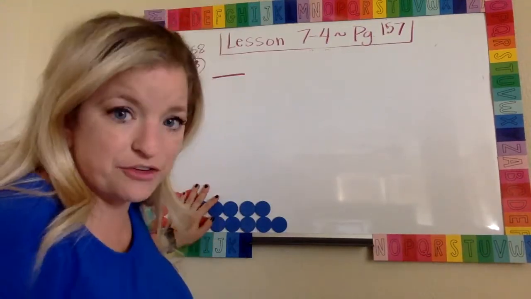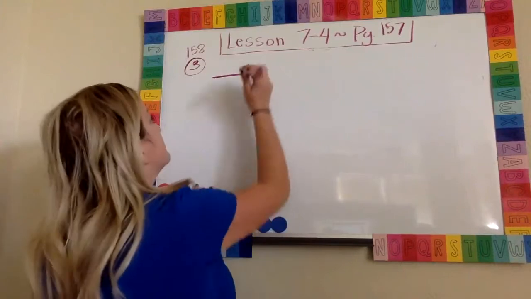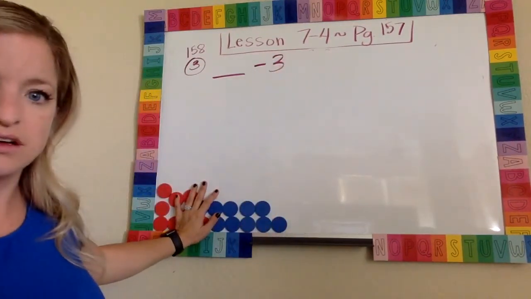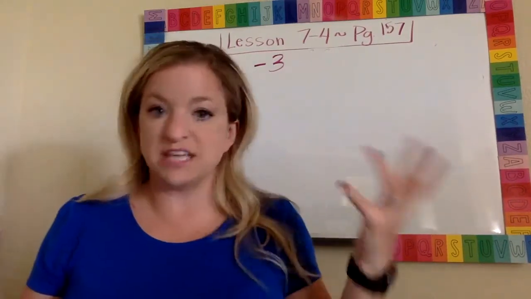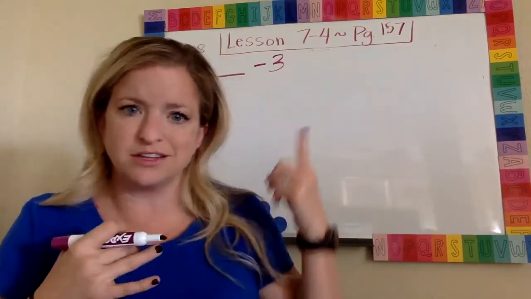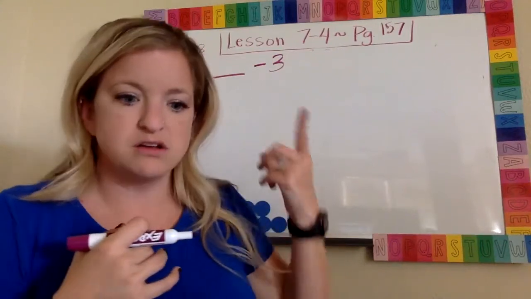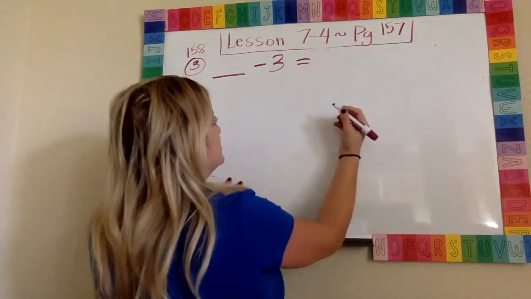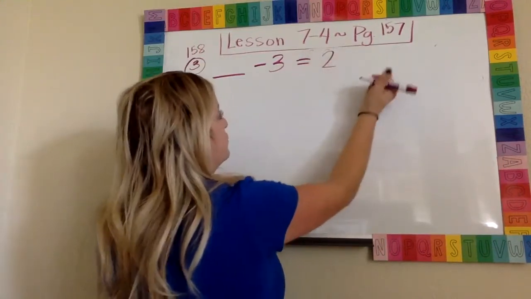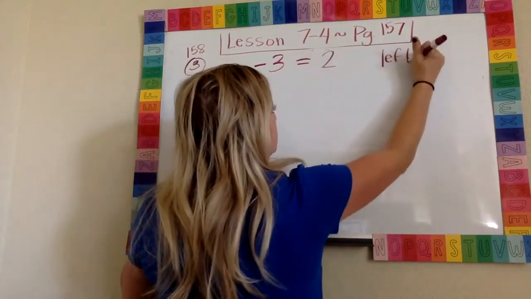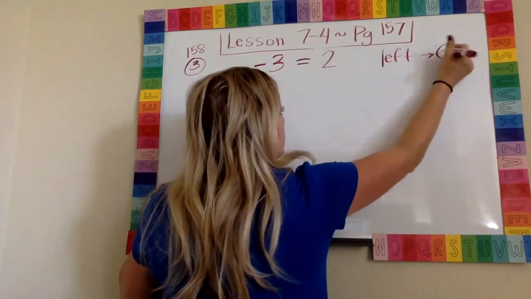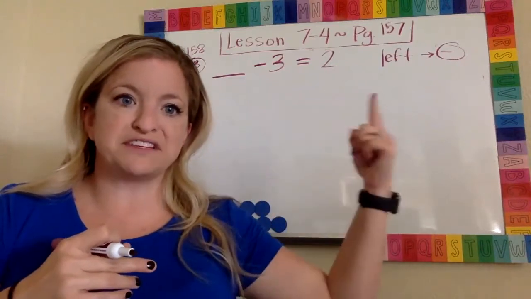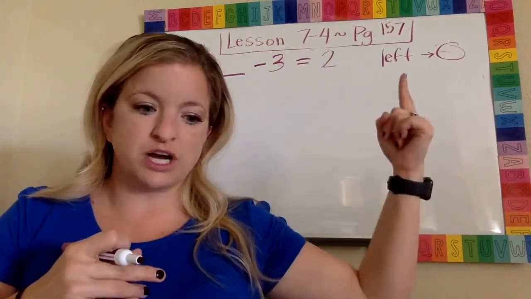Raven ate 3. So she ate them. That means we're losing them, right? We're taking them away. Because if I have like 10 pieces of candy, I eat 3, they're gone. I don't have them anymore. There are 2 snacks left. Left is also a clue that we are subtracting. Okay, if there's some left over, that means I took some away and this is what I have left, subtraction.